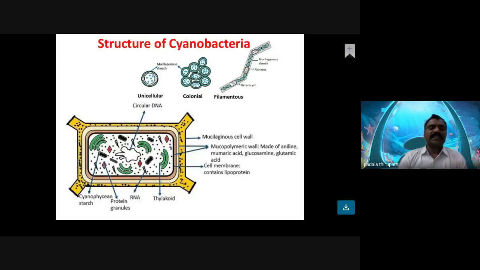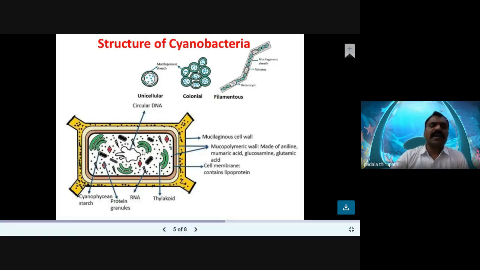This cell also possesses thylakoid membranes, and the thylakoid is responsible for photosynthesis. They have pigments like chlorophyll a and other pigments like cyanophycin, phycocyanin and phycoerythrin. These are the pigments present in the thylakoid membranes.